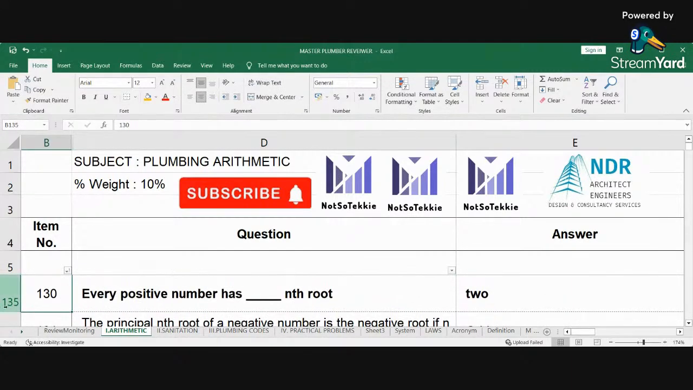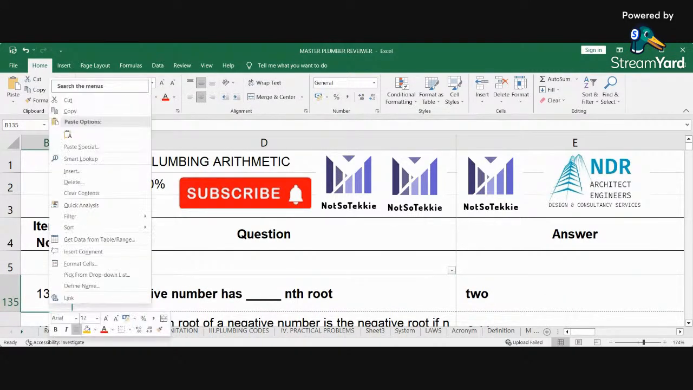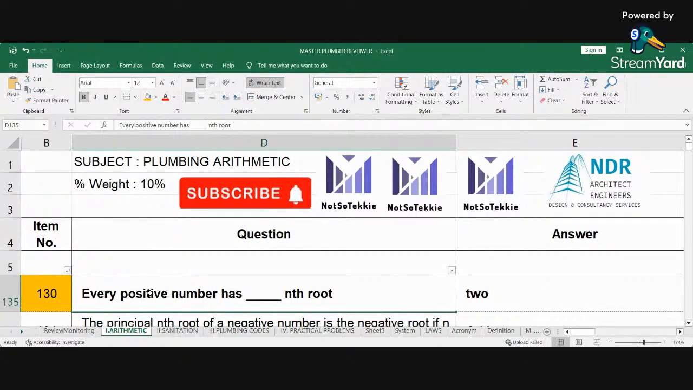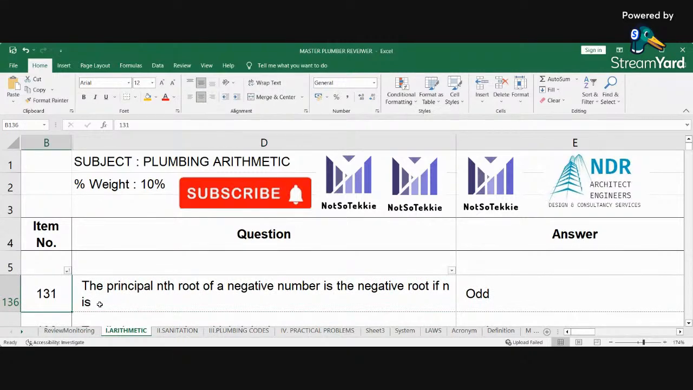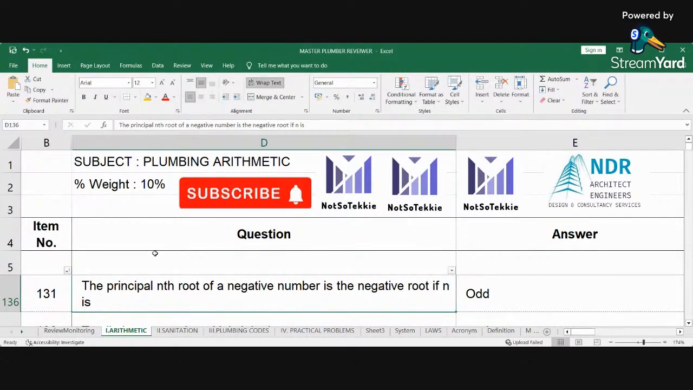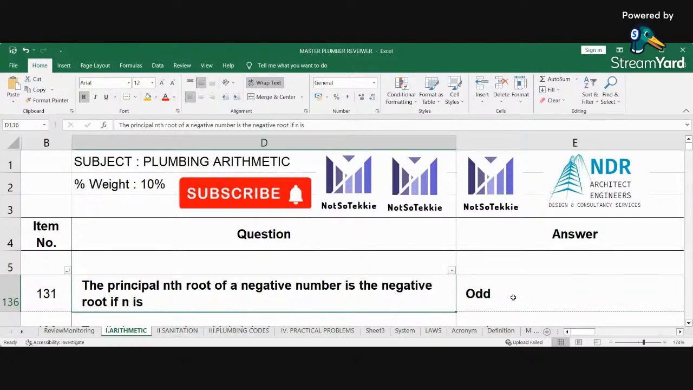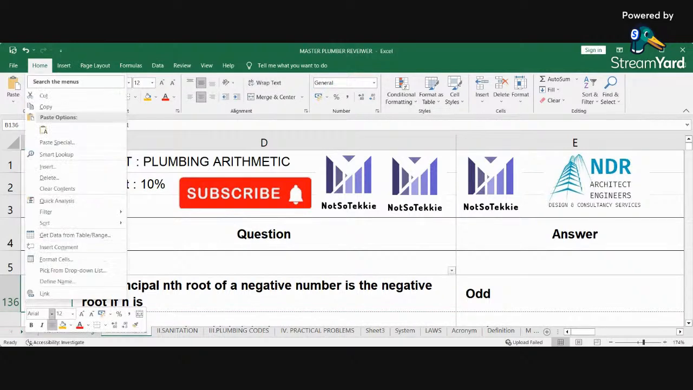130 ulit muna. Every positive number has 2 nth root. The answer is 2. 131. The principal nth root of a negative number is the negative root if n is odd. The answer is odd. Principal nth root of a negative number is the negative root if n is odd. The answer is odd.